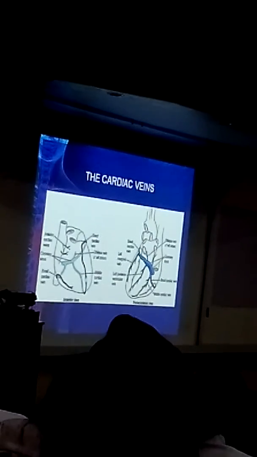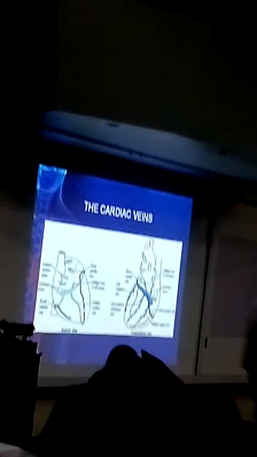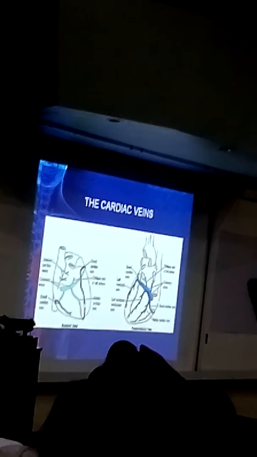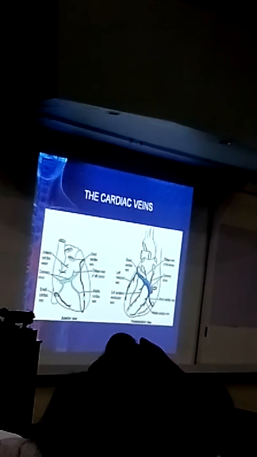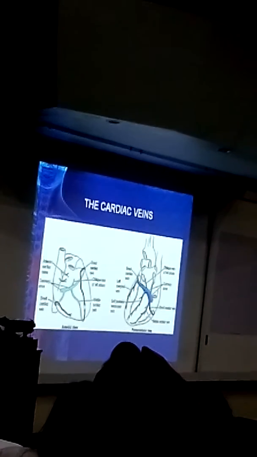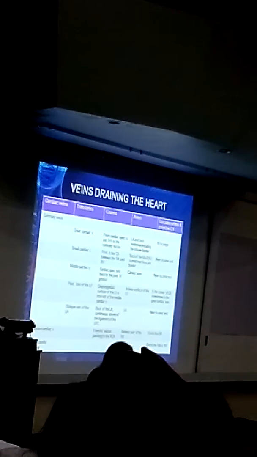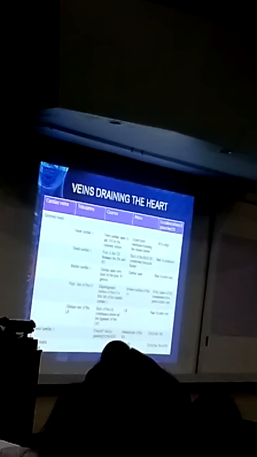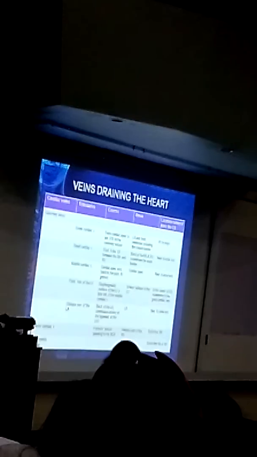The small cardiac vein and the middle cardiac vein drain into the coronary sinus at its atrial region. And the great cardiac vein drains into the coronary sinus at its origin. Okay, please take note of that. So please be familiar also with the venous drainage of the heart and the nerve supply.